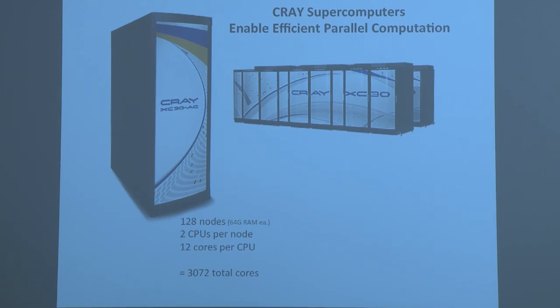In our case, we're working with Cray supercomputers on engineering this and using their hardware for exploring this. It's essentially the kind of system they have. It's a very powerful system. One of these has 128 nodes, two CPUs per node, 12 cores per CPU. So just one of these will give you over 3,000 cores. And each of the nodes has 64 gigs of RAM.